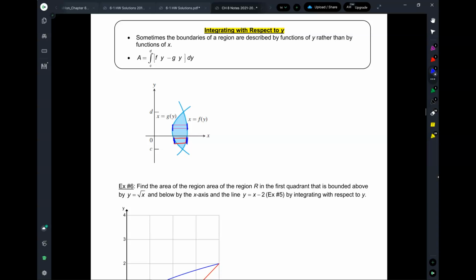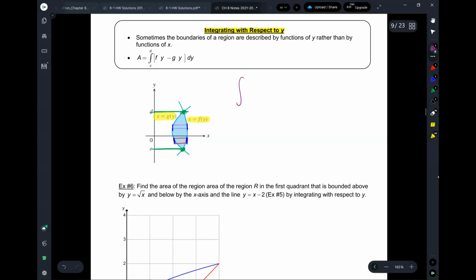Now, before, when I had my points of intersection, I still have points of intersection, but before I went from x1 to x2, now I go from y1 to y2. So I go from C to D. The only difference is now your functions have to be modified. You have to solve them for x. So it can't be y equals something. It has to be x equals something.